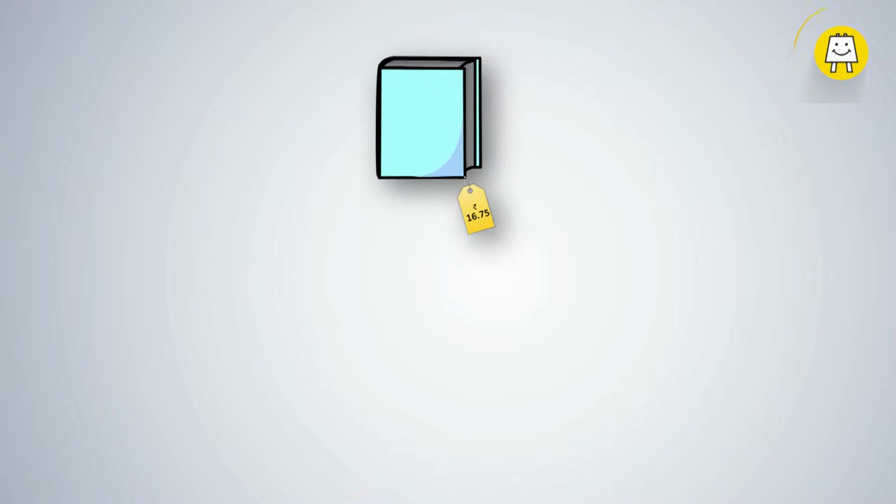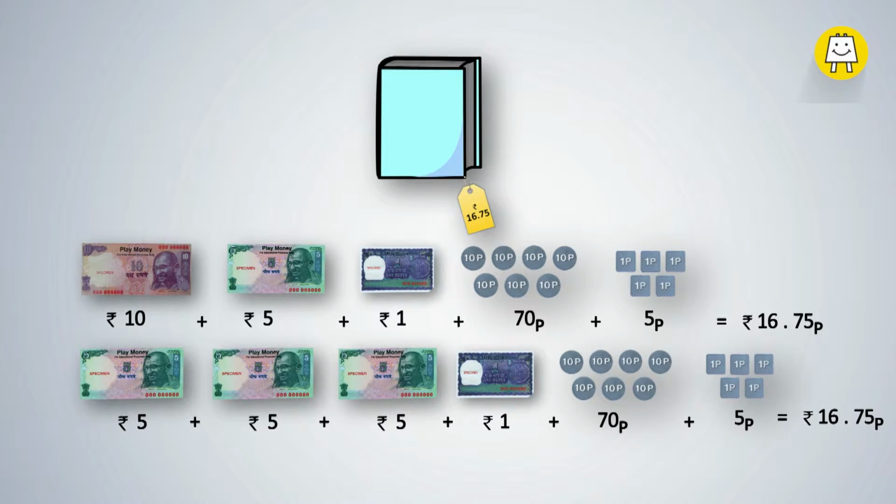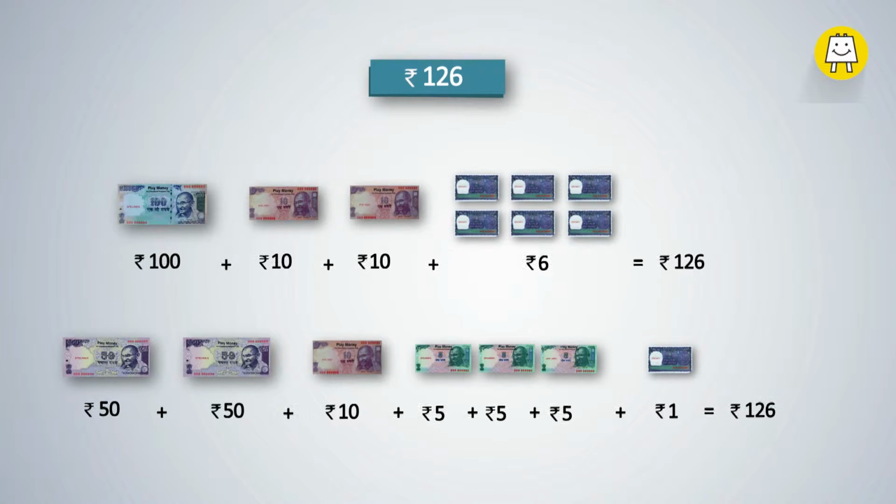Show students the fun fact that there are multiple ways of paying the exact amount using currency of different denominations. Ask students to pick up currency notes to make rupees 126.